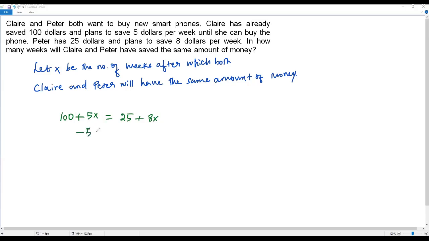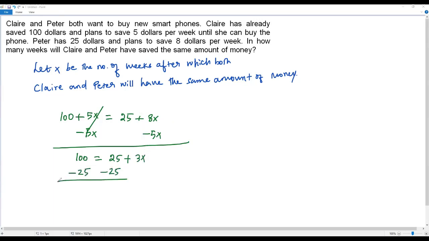So let me subtract 5x from both sides. When I do so, the positive 5x and negative 5x will cancel out. I'm getting 100 equals 25 plus, when I combine positive 8x and negative 5x, a positive 3x. Now let me subtract 25 from both sides. When I do so, the positive 25 and negative 25 will cancel out. I'm getting 75 equals 3x.